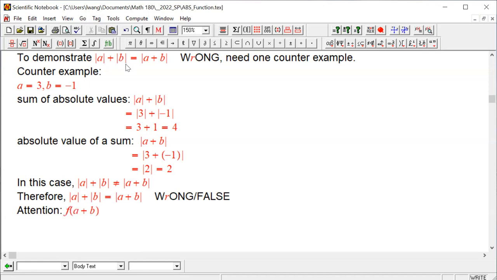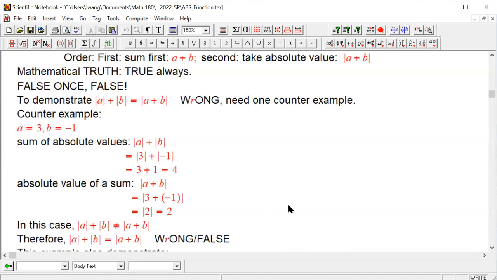f of a plus b is not the same as f of a plus f of b. So this example also demonstrates that.